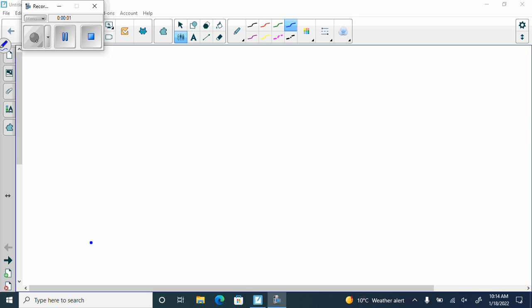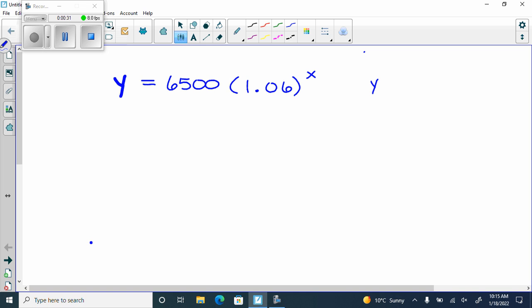Question. Ready? Y in smaller form equals 6,500 bracket 1.06 to the x. Now, what this is talking about is y is population of fish and x is time in years.